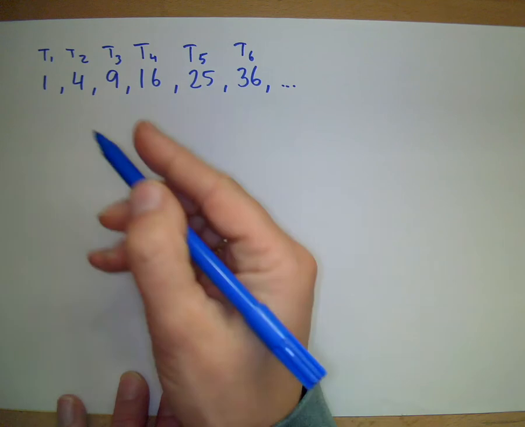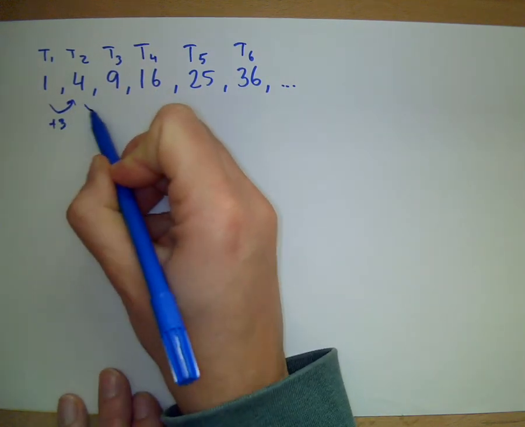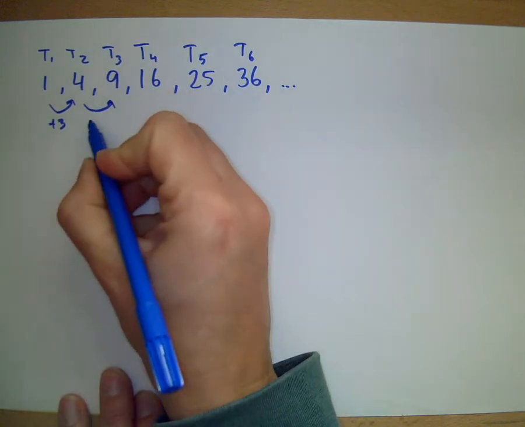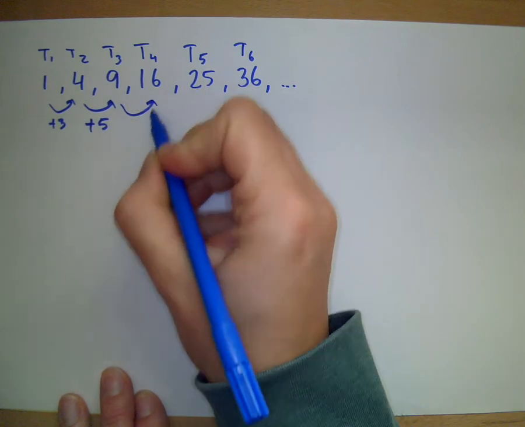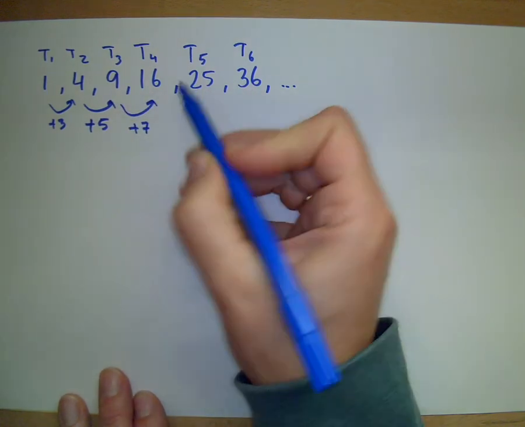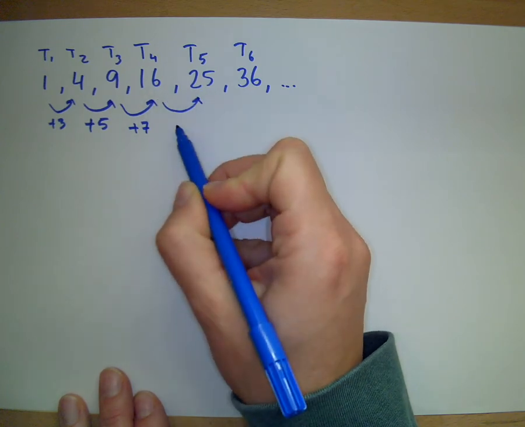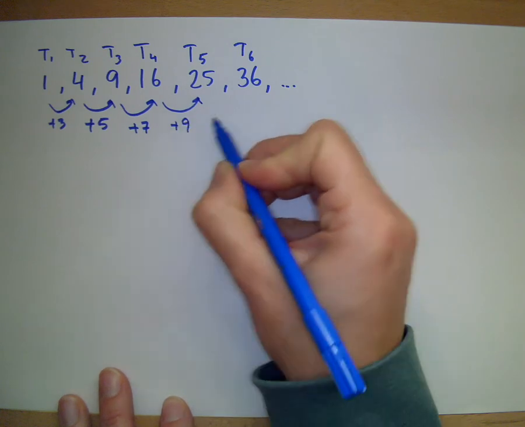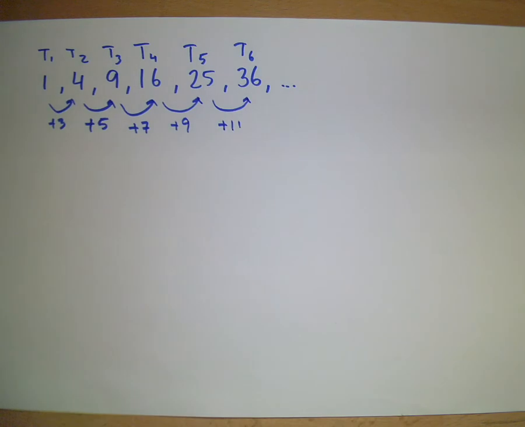Now, the difference here is plus 3. The difference here is not plus 3, which means it's not linear, right? The difference here is 5. The difference here is 7. The difference here is 9. Plus 9. The difference here is 11.